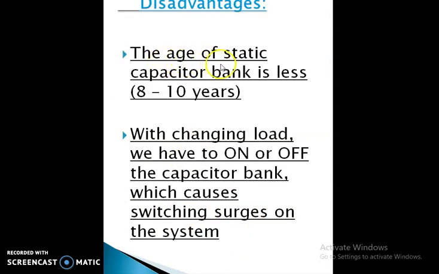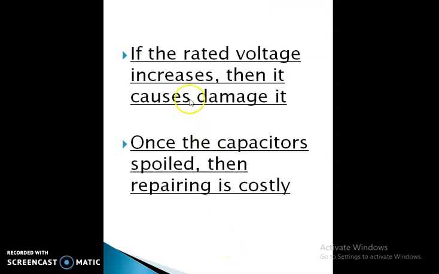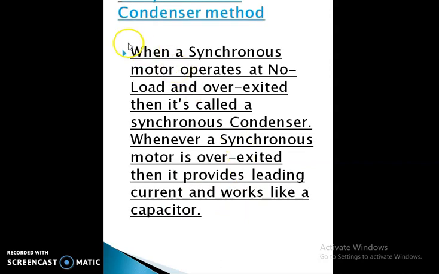Disadvantages: the life of a static capacitor bank is short, around 8 to 10 years. With changing load, we have to switch the capacitor bank on or off, which causes switching surges on the system. Next, if the rated voltage is exceeded, it causes damage. Once the capacitor is spoiled, repairing is costly.